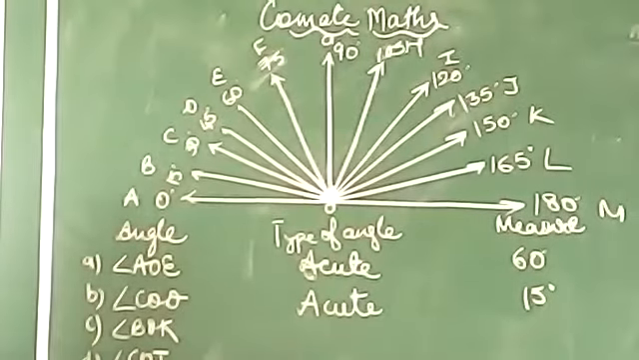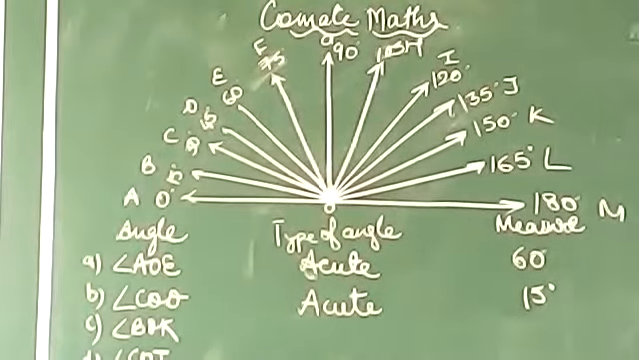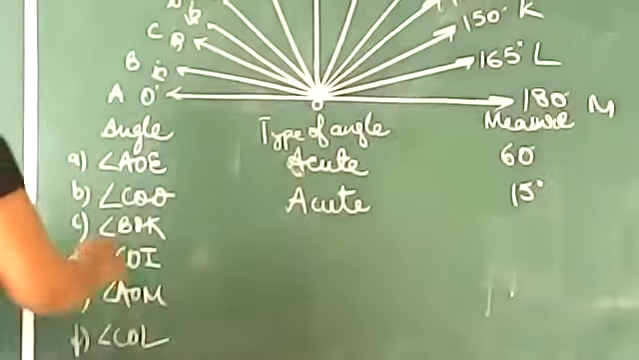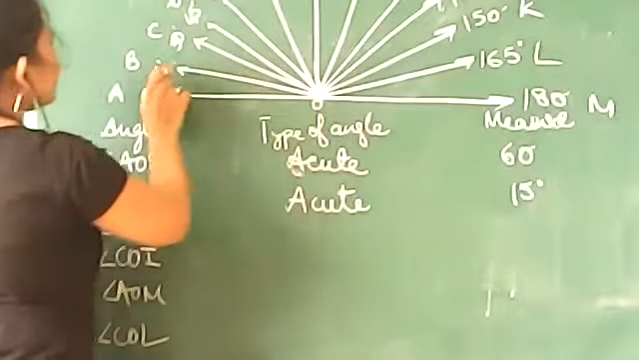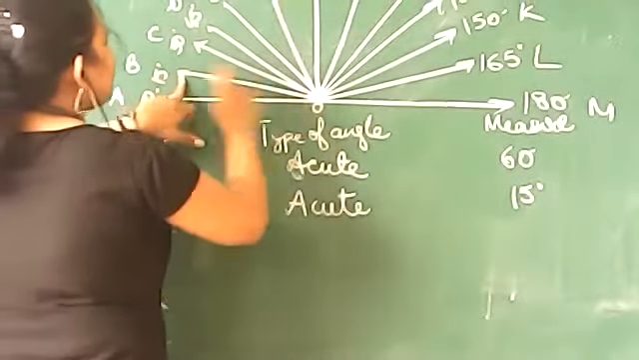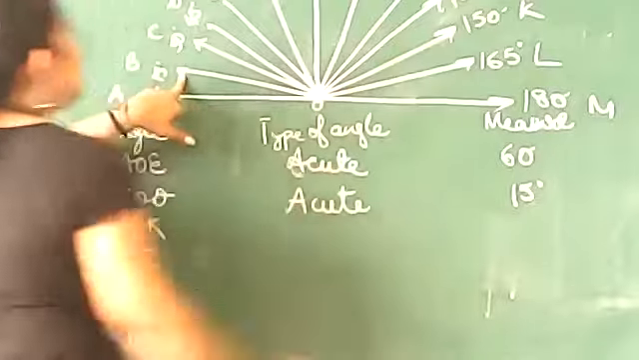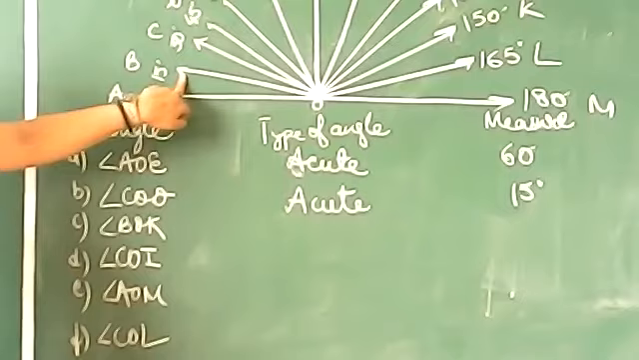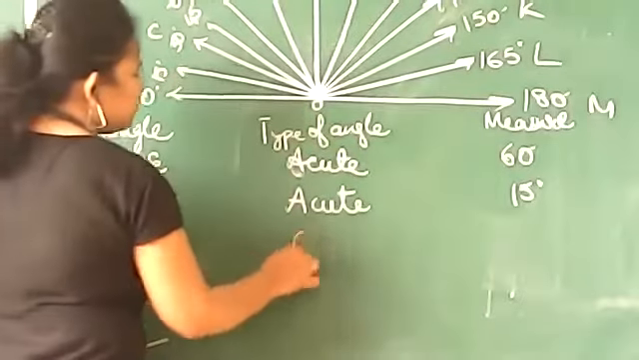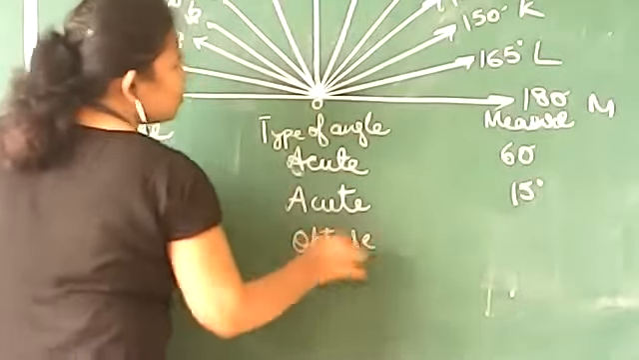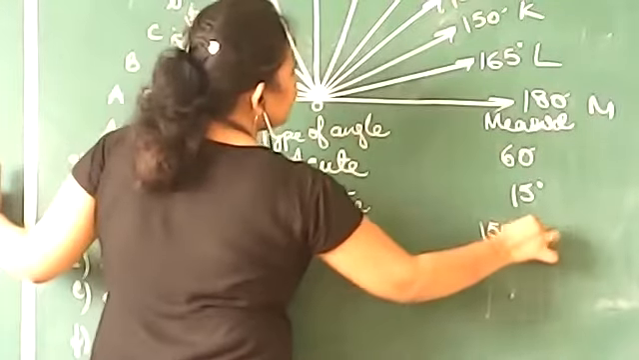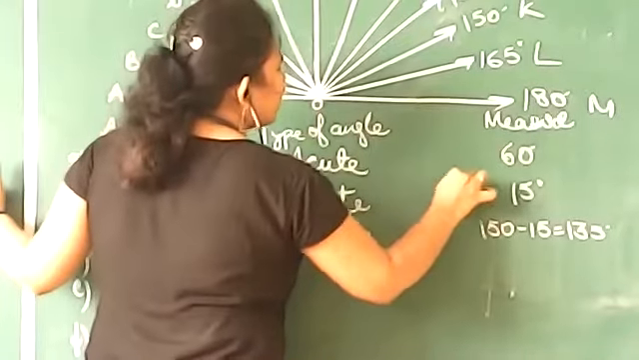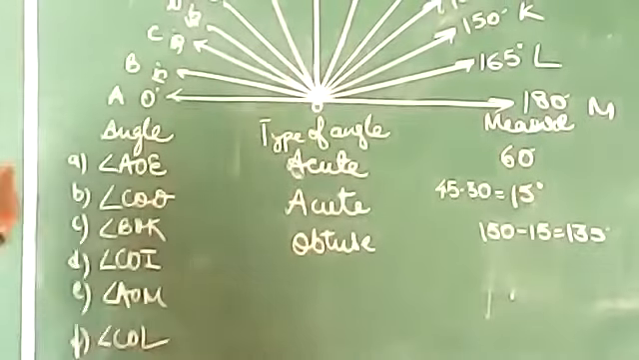Move on to the third one now. BOK. Let's understand BOK. This is B, this is O, and this is K. This is 15 and this is 150. Tell me, 150 minus 15, what will you get? 135. 135 means what, son? Obtuse. So you can simply write 150 minus 15, which will give you 135. Similarly you can write 45 minus 30, which you get as 15 degrees.